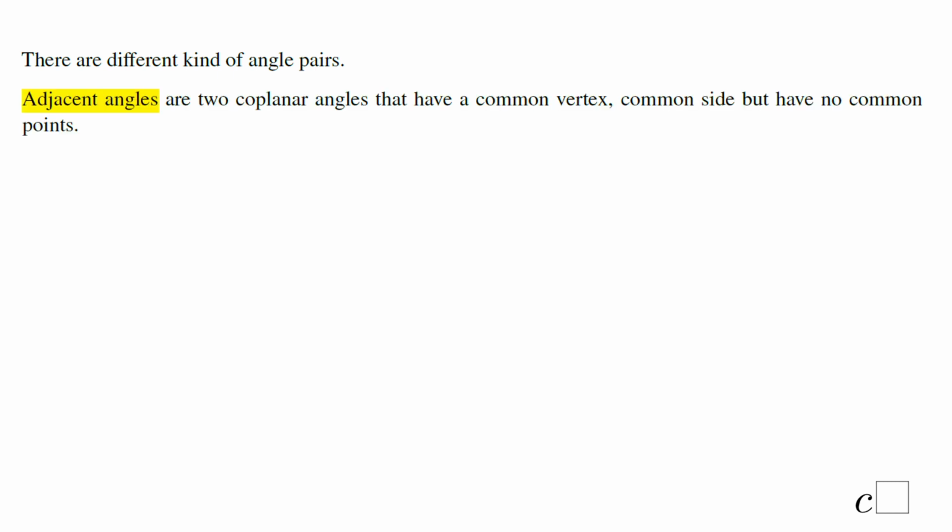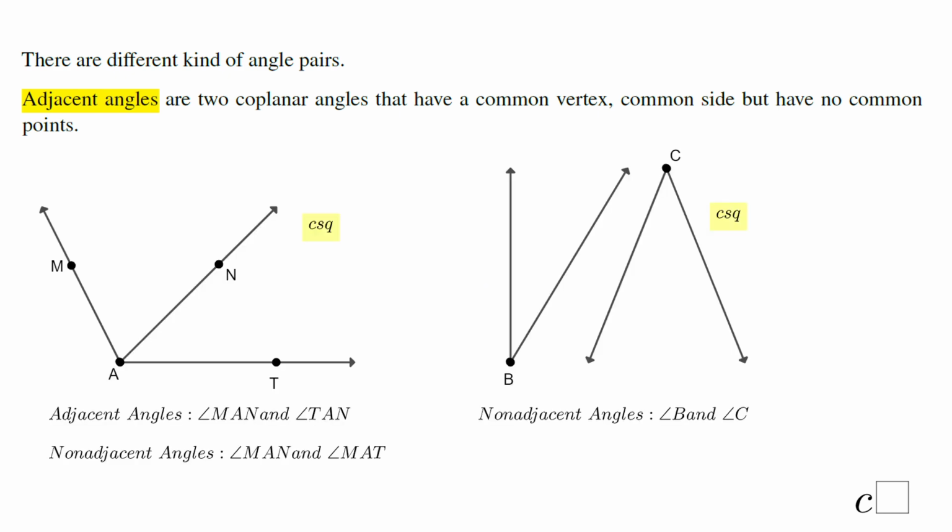In this lesson we will talk about angle pairs, and I said here there are different kinds of angle pairs, so let's see them. The first one, adjacent angles, like this one. You notice they have what we call a common vertex, like in this case the vertex is this point A, a common side, this ray A, and they have no common points. You notice these two angles have no common points. We call these two angles adjacent angles.